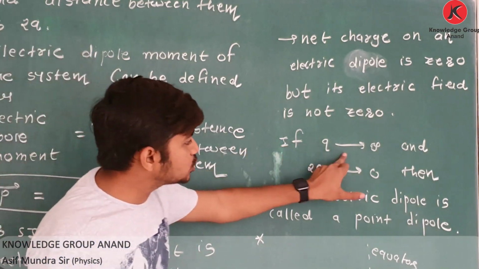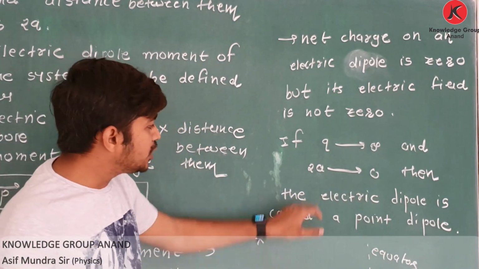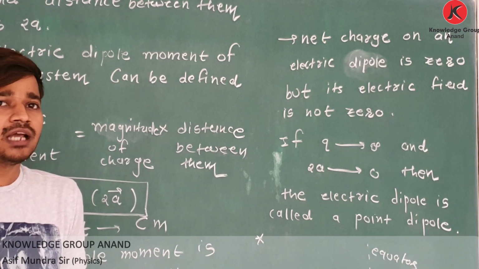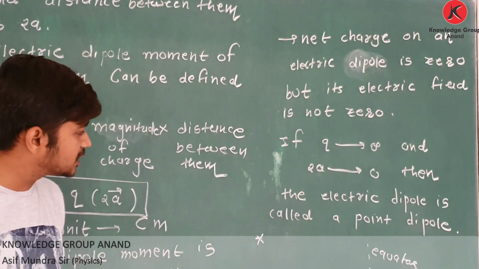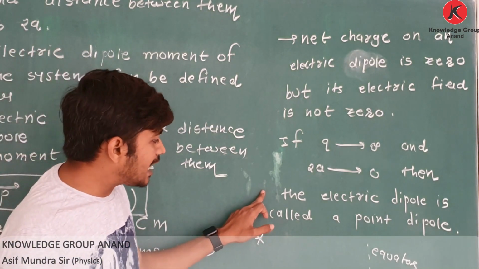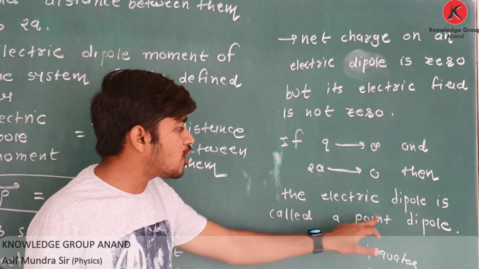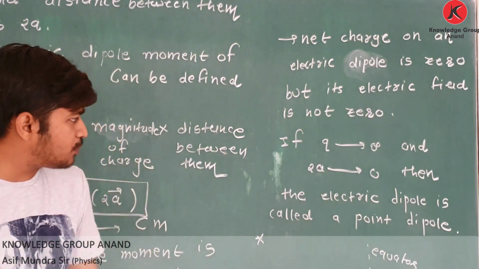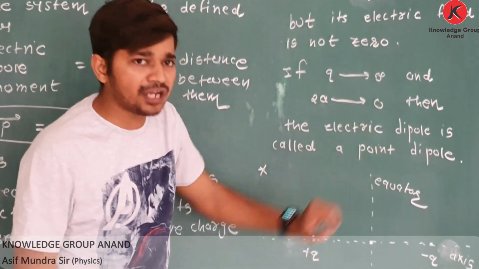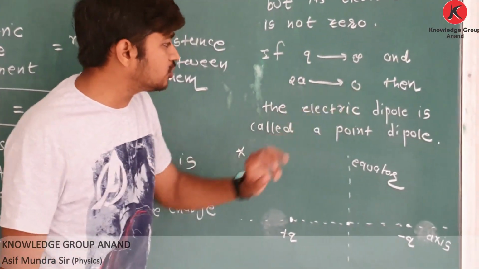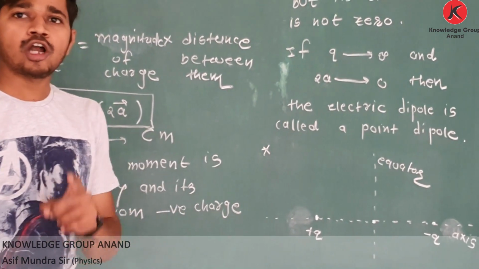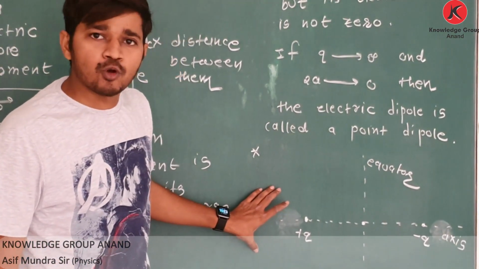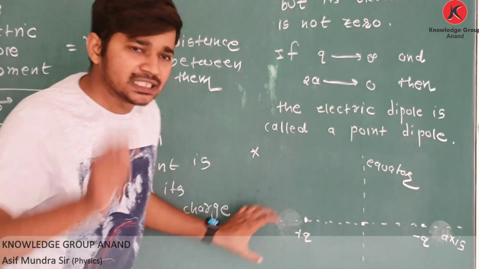If q tends to infinity and 2a tends to 0, meaning the distance between them is negligible and the magnitude of charges is large, then the electric dipole is called a point dipole. So what is a point dipole? If q tends to infinity and 2a tends to 0, then the electric dipole is called a point dipole.